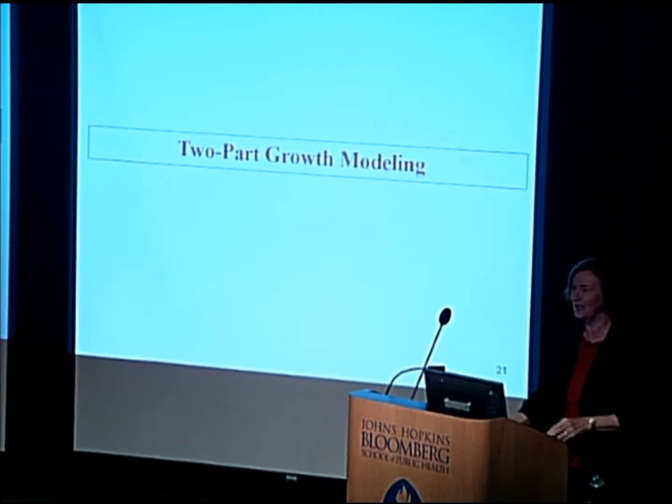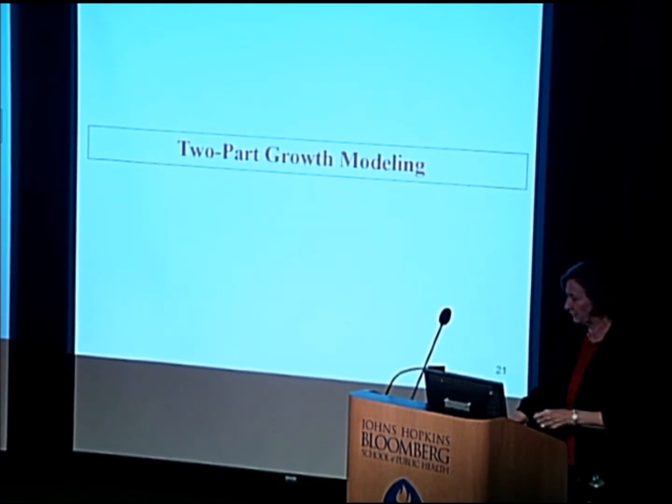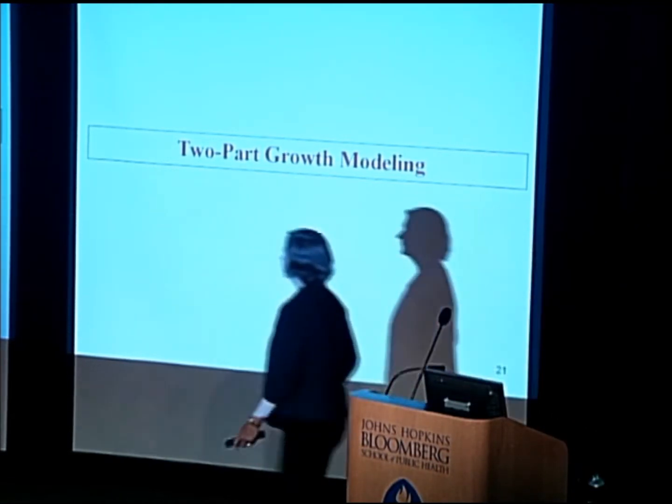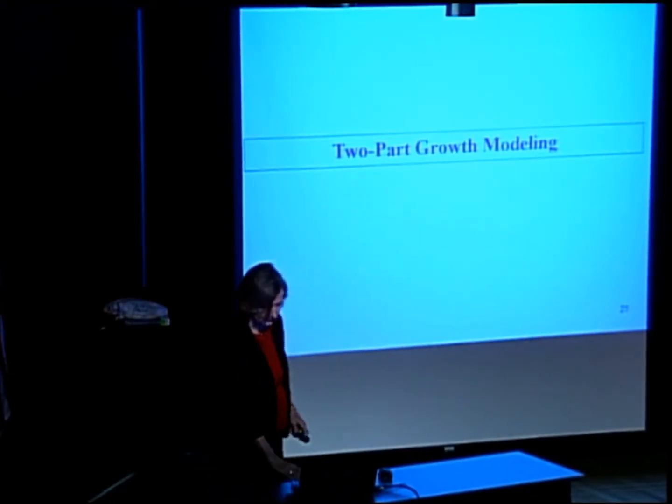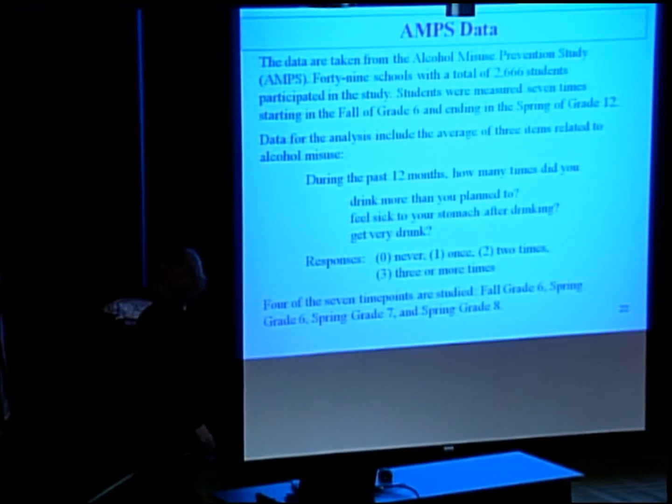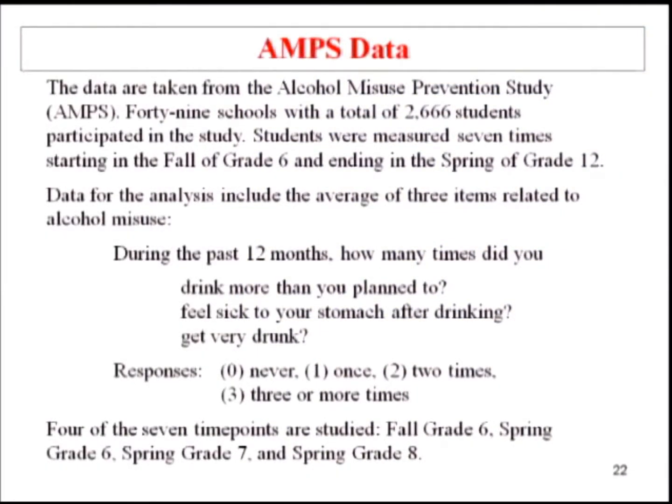Okay, so now we're going to look at an example of two-part growth modeling, and we're going to be using the AMPS data, and these are data taken from the alcohol misuse prevention study, where there were 49 schools with approximately 2,666 students who participated, and they were measured 7 times. What we're looking at, though, is just a small subset of the variables in that data set, and we're looking for 3 items related to alcohol misuse.